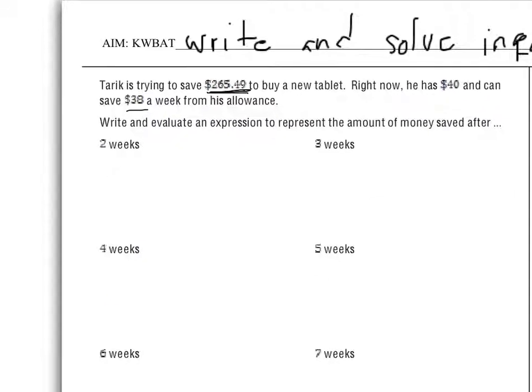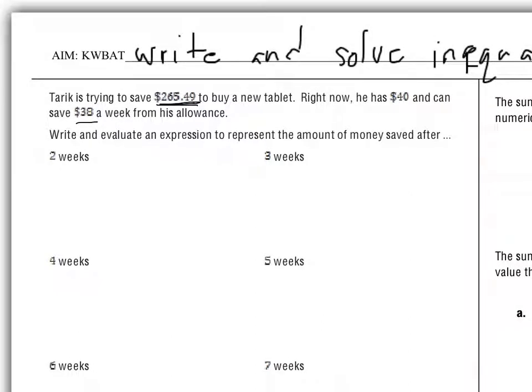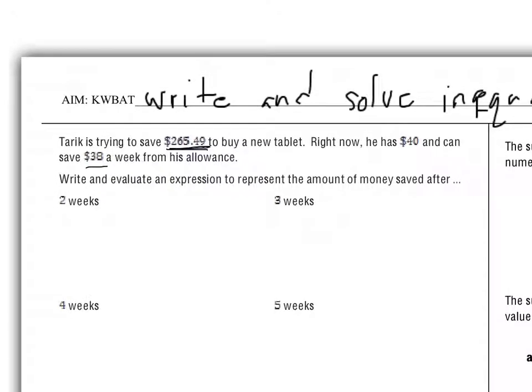So looking at 2 weeks, how much money would he have after 2 weeks? Write an expression to represent that. Obviously, you should have written down that he has $40 plus an additional $38 for every week that has passed. In this particular case, we're talking about 2 weeks, so that's $40 plus $38 plus $38. As we solve that, we have 40 plus 76, which is $116.